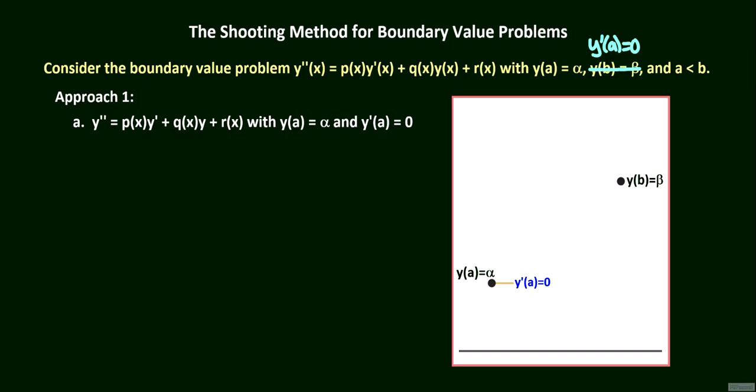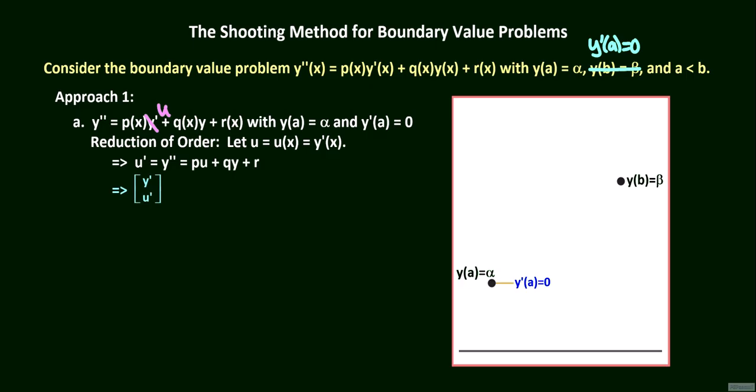But before we apply methods such as Euler's method or related methods, we reduce the order of the differential equation to first order. We introduce the new function u equals u of x and set it equal to y prime of x. Then u prime equals y double prime, which is equal to p times u, plus q times y plus r. We get the matrix system with the vector y prime, u prime equal to the vector with components u and pu plus qy plus r. For the initial conditions, we have the vector y of a, u of a, equal to the vector alpha, 0.